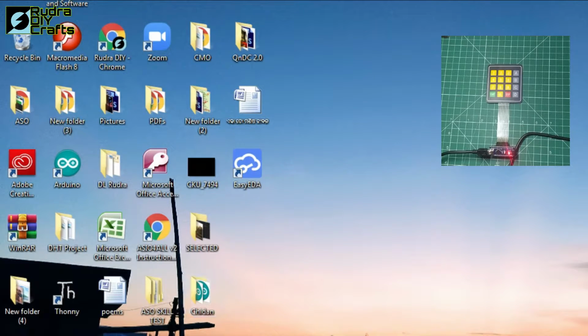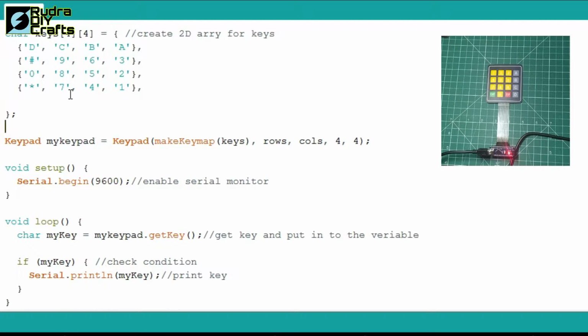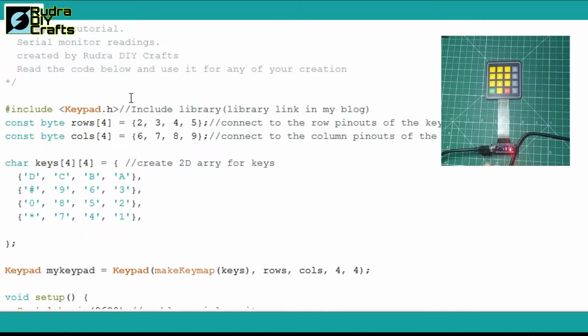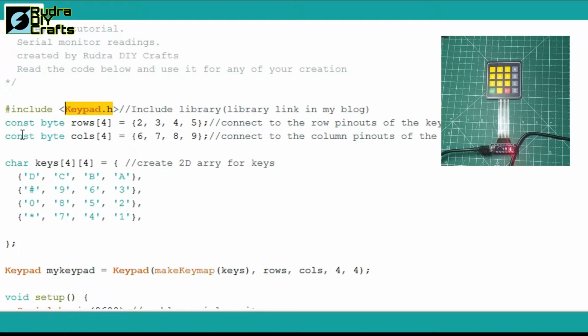So for the coding part, open up your Arduino IDE, and this is the small code about the basic idea of keypad interfacing with the Arduino. So first of all, we have included a library, that is this keypad.h library, and if you don't have this library installed in your Arduino IDE, then go to Sketch, include library, then manage libraries, and there you can search and install this keypad.h library.